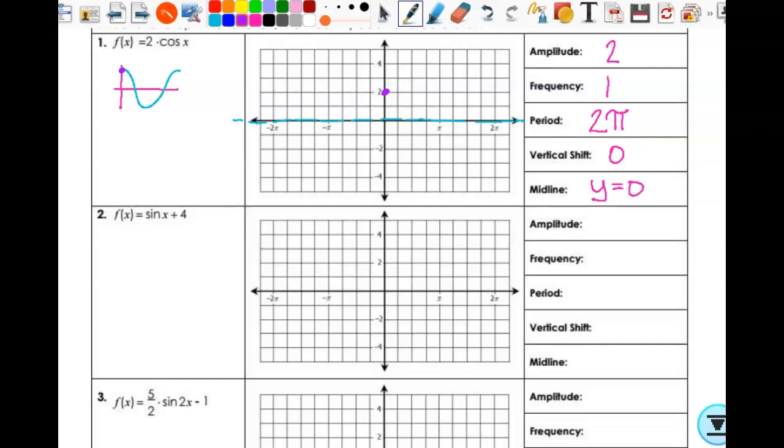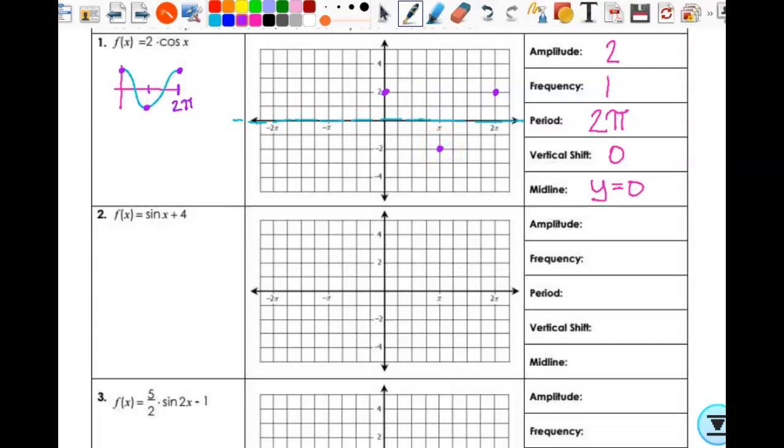The next point you always do is the last point. And that point is going to be at the x value of whatever the period is. The period here happens to be 2 pi, so we go to 2 pi. And since it's up here like this one, it's going to be right up here at 2. The next thing you do is go halfway in between. Halfway in between 0 and 2 pi is pi, and that's going to be the amplitude below the midline. So at pi, I go down 2.